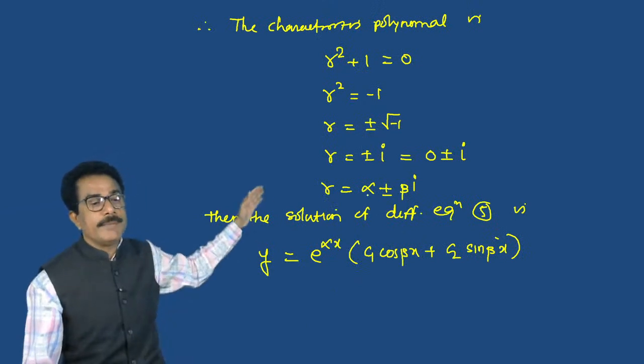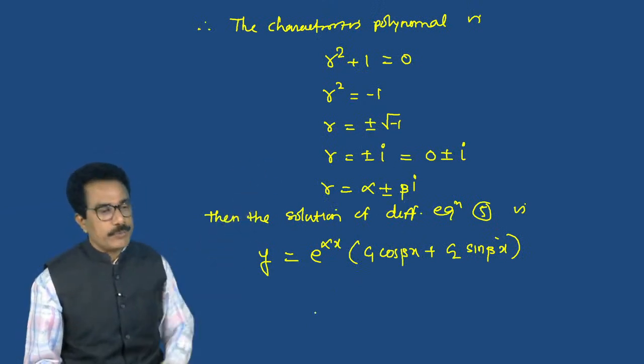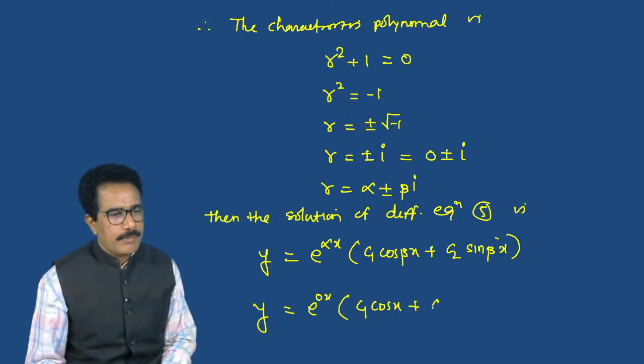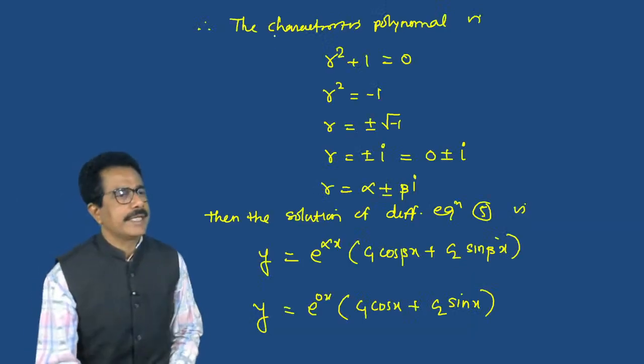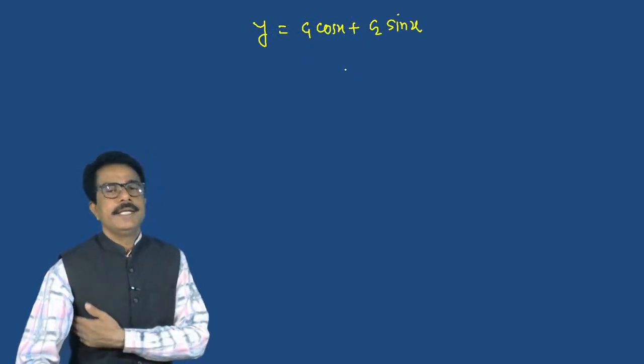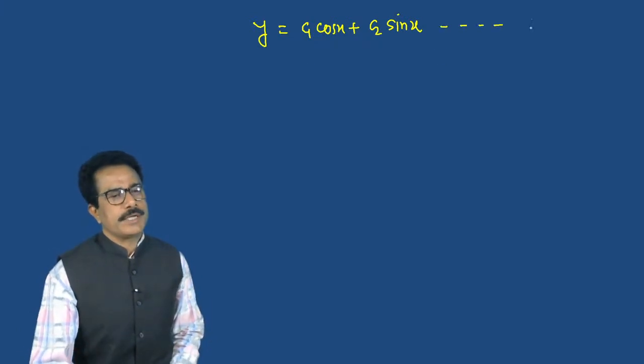So now you tell me, the value of alpha is 0, beta is 1, so y is equal to e raised to 0x into c1 cos x plus c2 sin x. Very good. So we will get the equation y is equal to c1 cos x plus c2 sin x. Is it okay? Now suppose this is equation number 6.